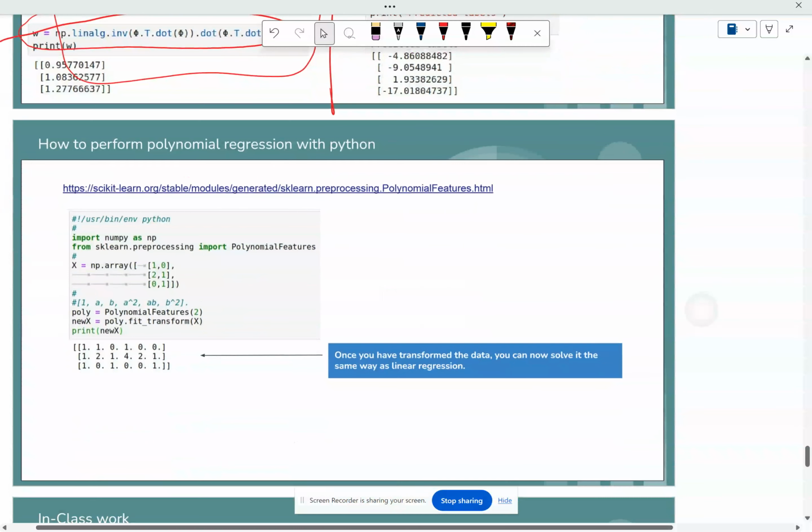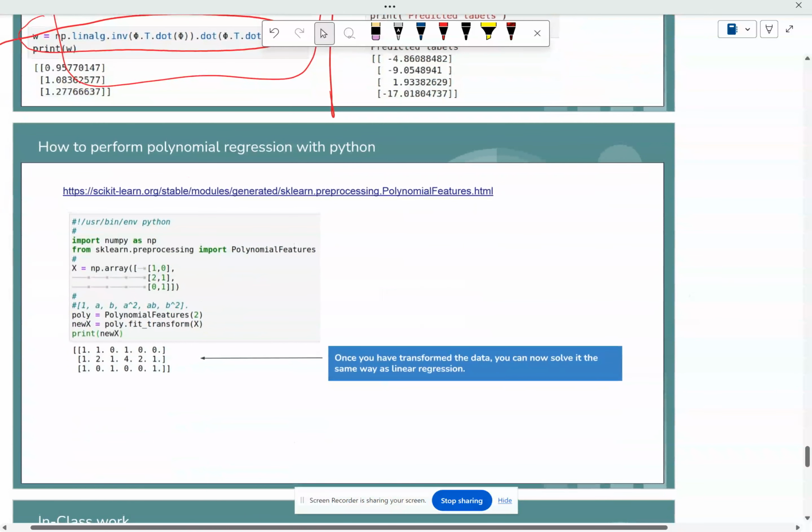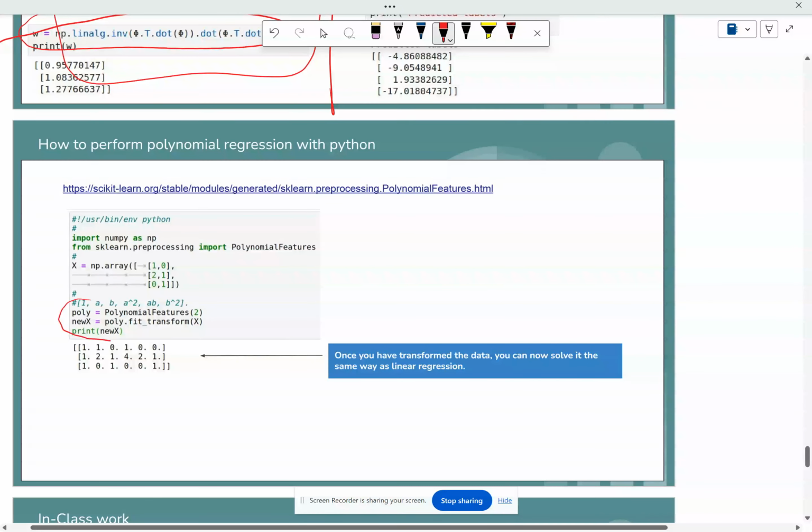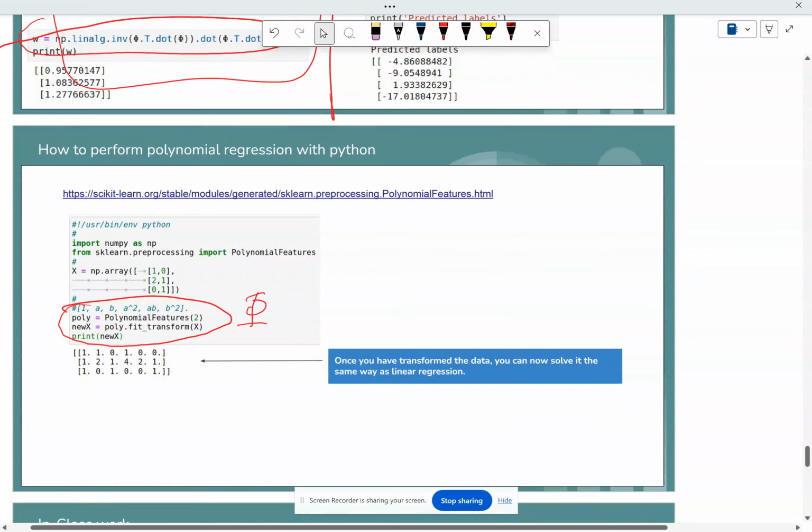Okay. And if you are calling polynomial regression, all you have to do is transform the data into phi. Once you have the data as phi, you can use phi as if it were the linear regression data and run linear regression on phi. Okay.